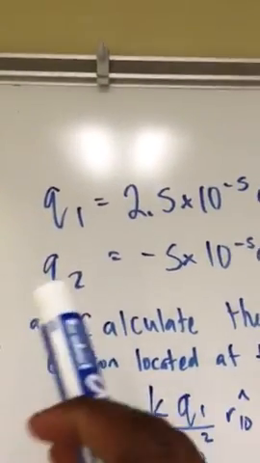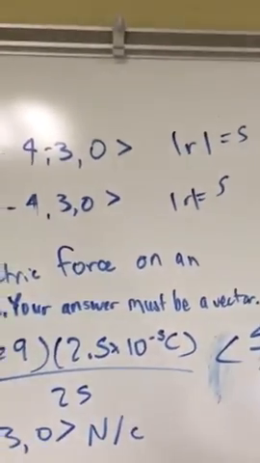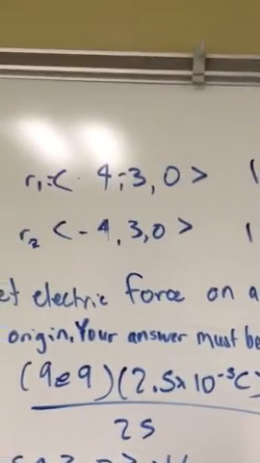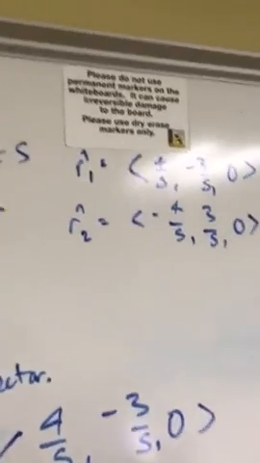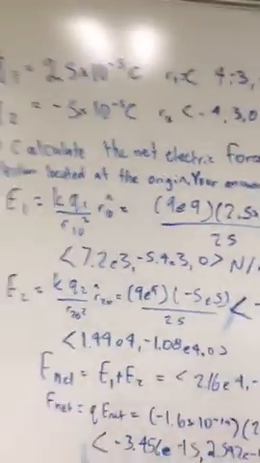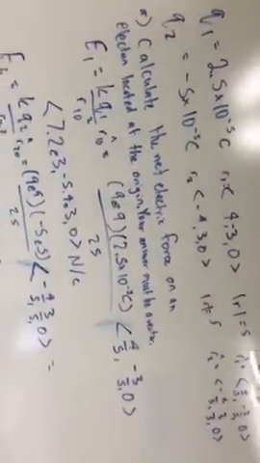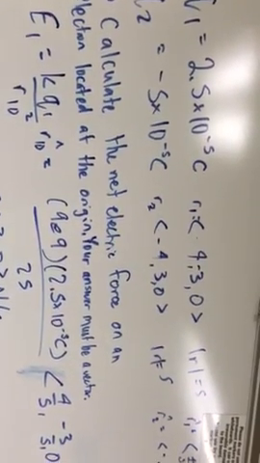So as you can see here, the problem gives us two charges and two R values to work with. And starting off, when you see an R value, you're gonna know that you have to calculate an R hat. So you may as well just find the magnitude and find your R hat initially. Part A of the question says that we should calculate the electric force on an electron located at the origin, and that our answer must be a vector.